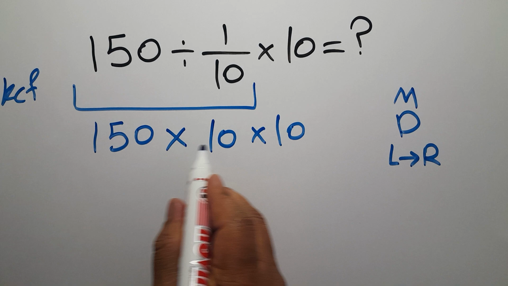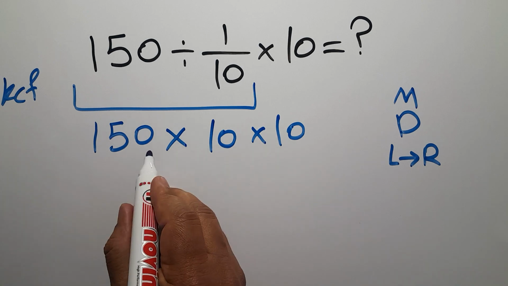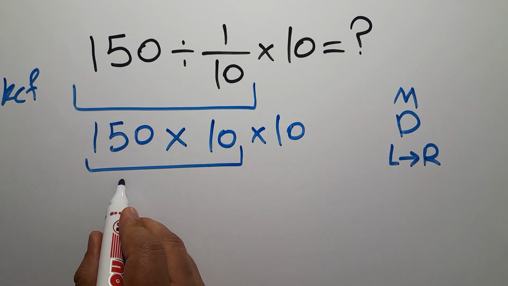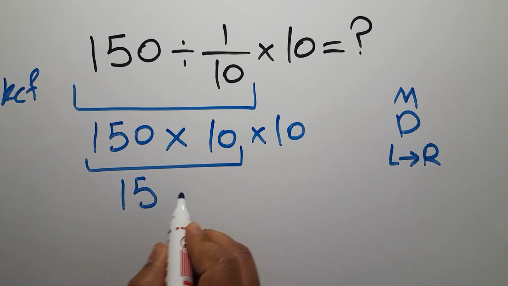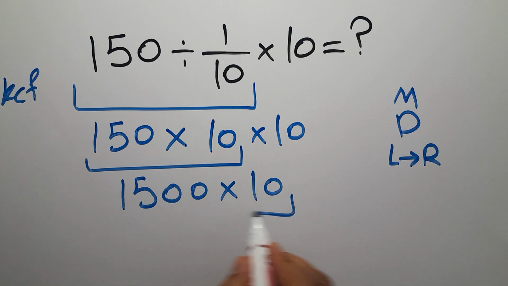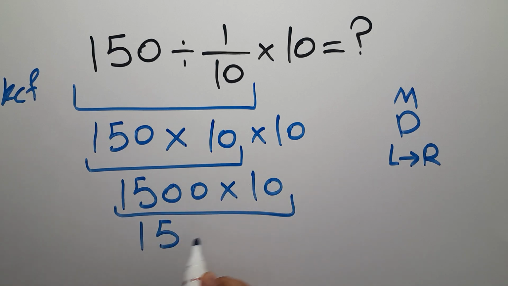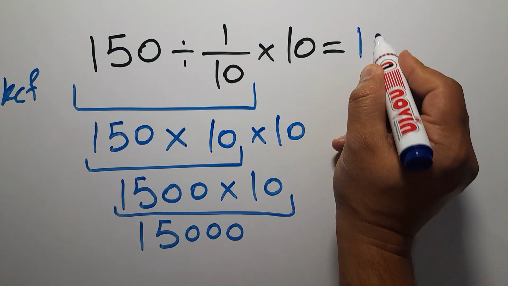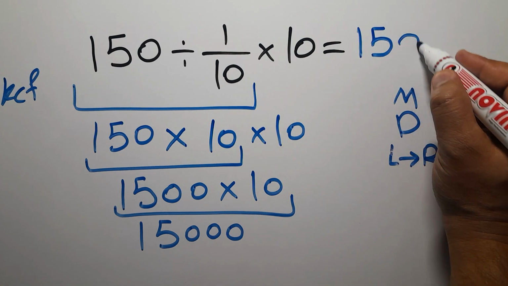Now 150 times 10 times 10. 150 times 10 gives us 150 and 0. And again times 10 gives us 150, 0 and 0. So therefore our final answer to this problem is just 15,000. The correct answer is 15,000.